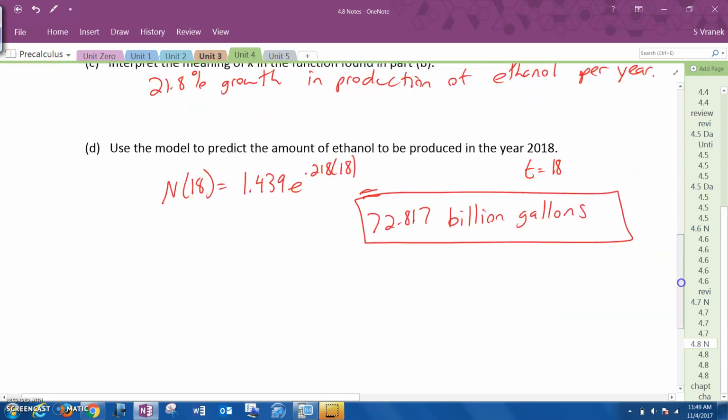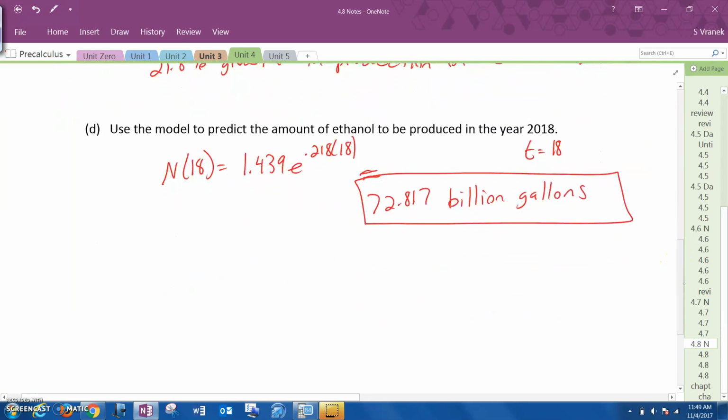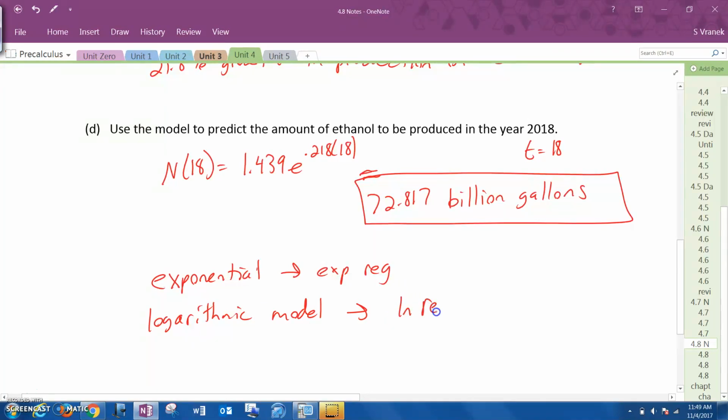So that's how you do a regression in your calculator. So when you want an exponential, we look for exp like we did in this problem. On your homework, there's also going to be a logarithmic one that we want. To do that, you look for just ln reg. And that's going to be in the form of y is equal to a plus b natural log of x. So the calculator will give you a and b for that one once you have your data.